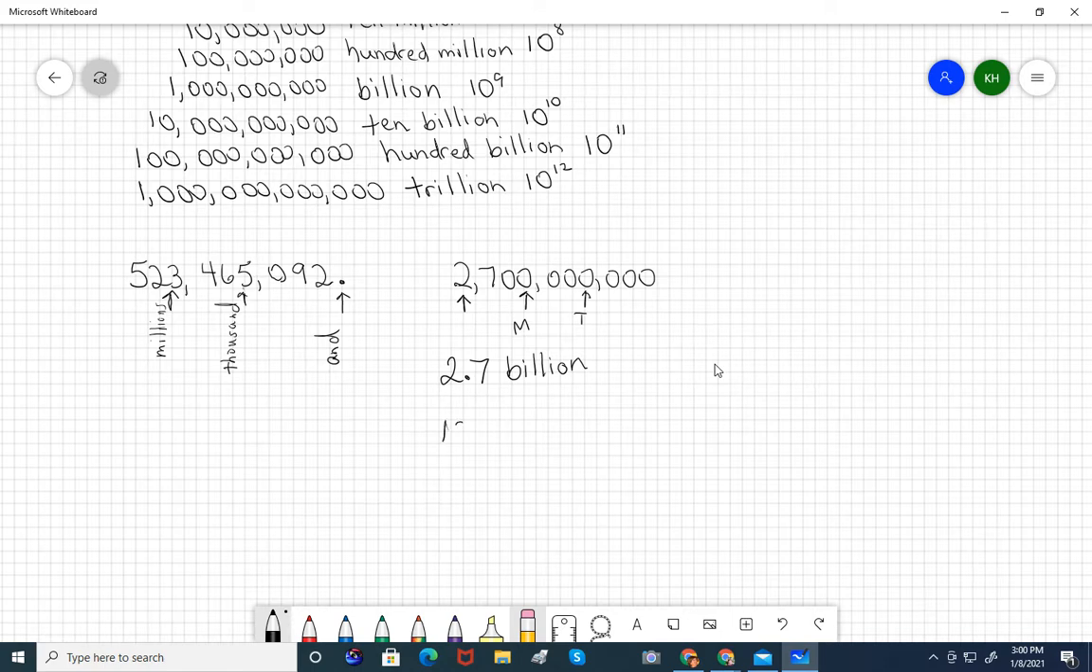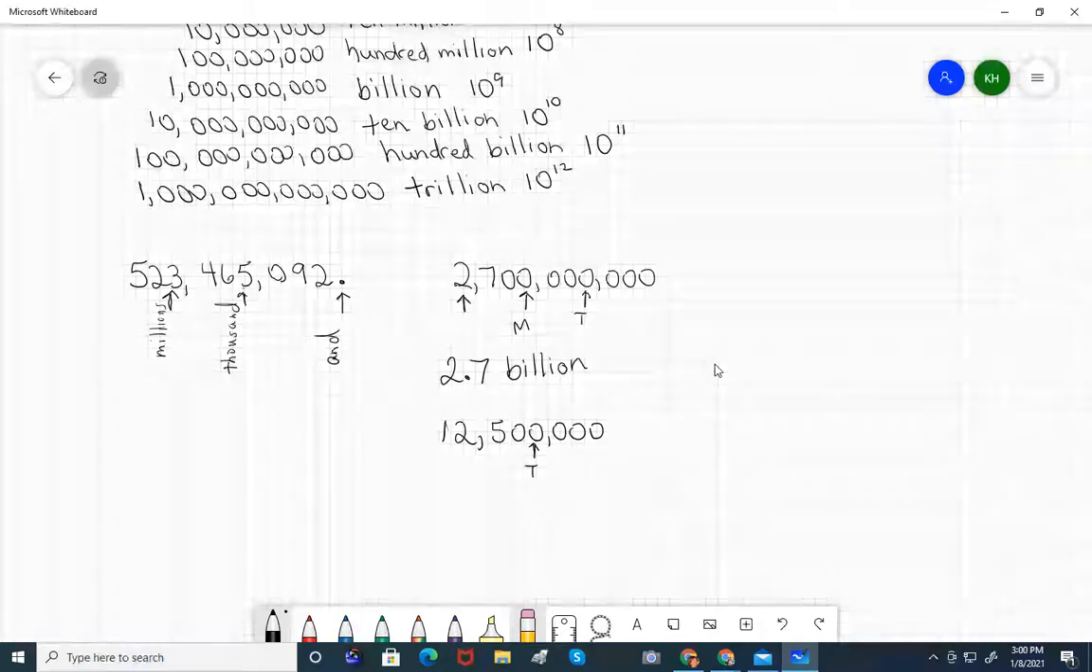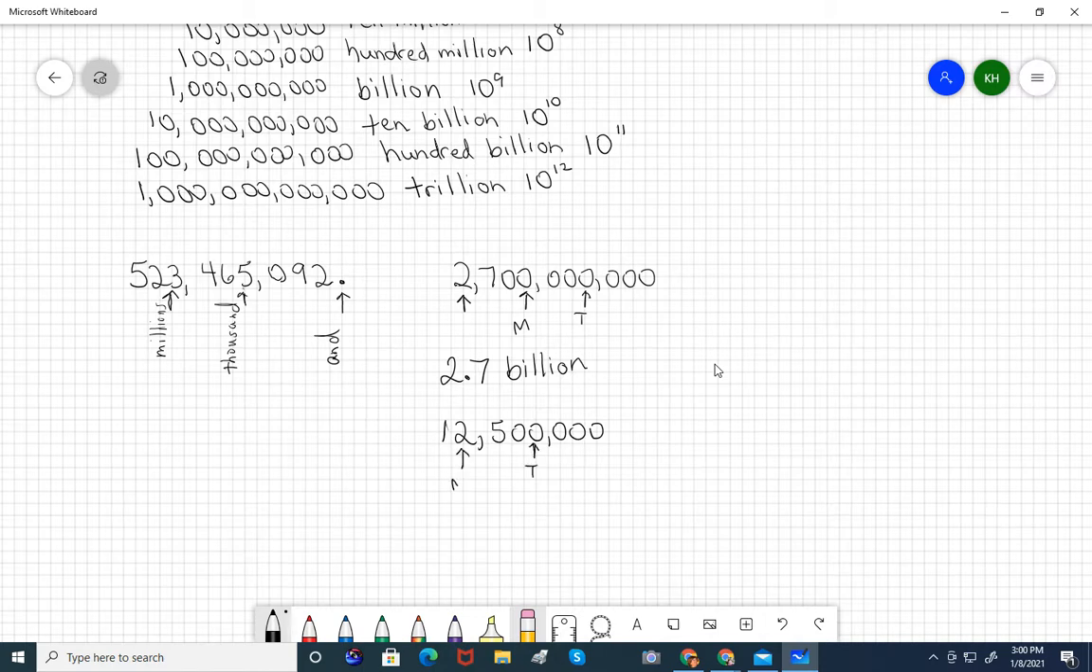Let's practice another number. Well, let's see. There's the thousands. Here's the millions. This is 12,500,000. Or, since it's 12 million, we could write it as 12.5 million. That 5 there, that's the same as 500,000 if you think about it. All right, so hopefully that makes you a little more comfortable with place value.